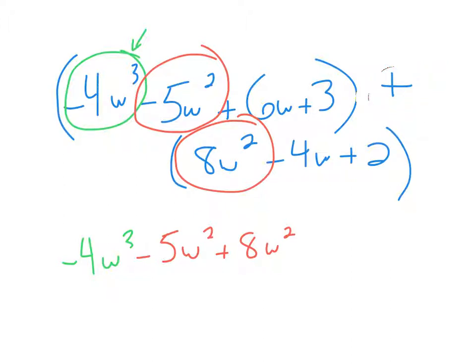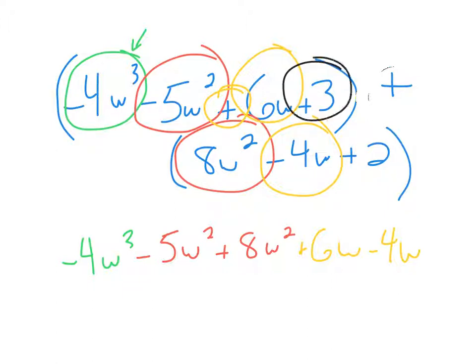And then it looks like the next highest exponent is just w to the first power, so that's just called w. And I'm going to switch my color here to yellow. And so we see 6w down here, and then I see a -4w down here. So I'll write that out as plus 6w minus 4w, and it's plus because that's what's in front of that one. And then the last of the like terms are those that don't have a variable on it at all, so I put that in black here. That's going to be plus 3 plus 2. So then we have plus 3 and plus 2.